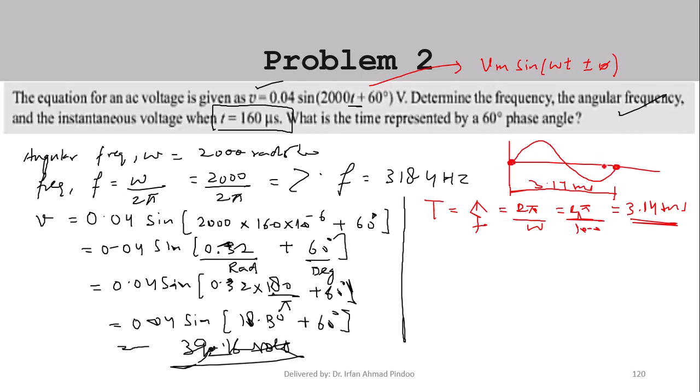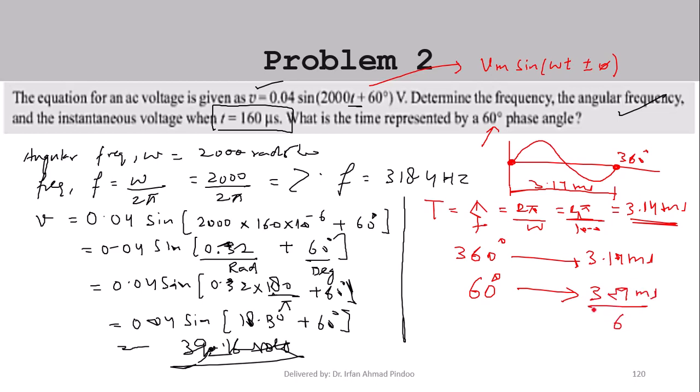But you have also seen that this is 360 degree. So we can also say, to cover 360 degree, the time required is 3.14 millisecond. So if I ask you how much time is required to cover only 60 degree, it is divided by 6. So the value will be 3.14 millisecond divided by 6, which will give you 0.523 millisecond. So the value will be 0.523 millisecond for the last part.